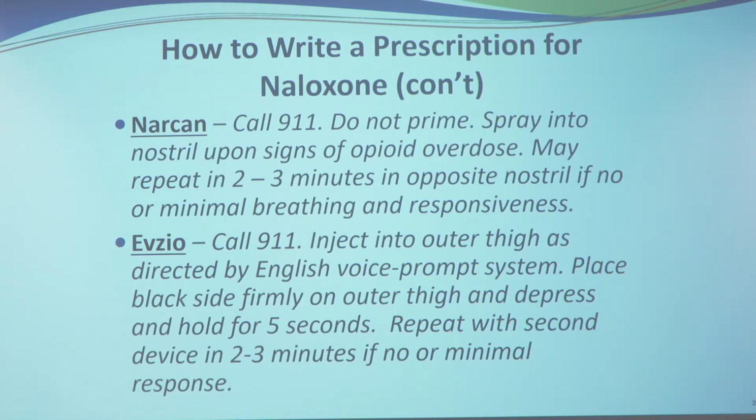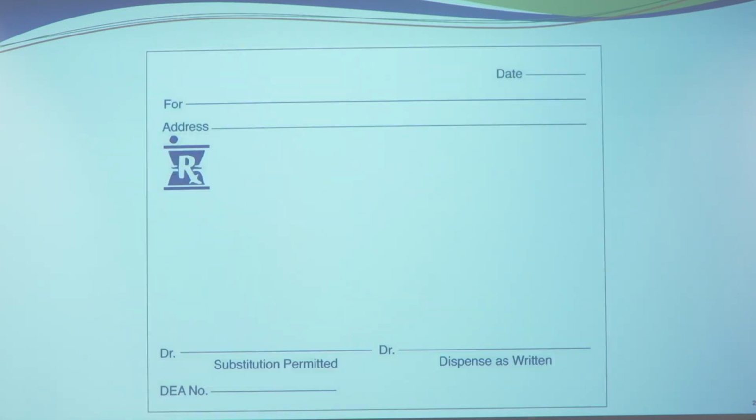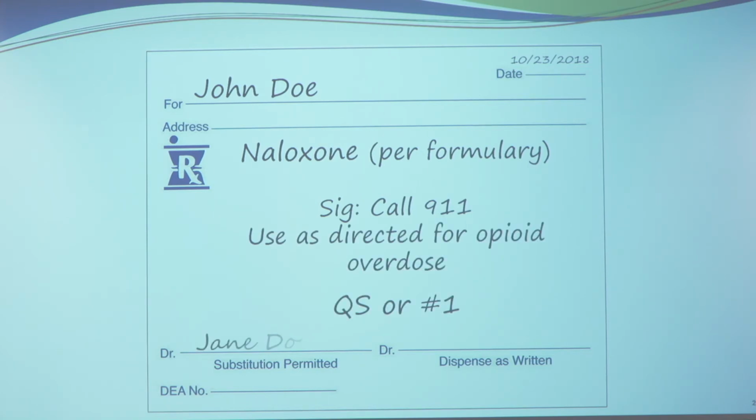Again, notice all of them have "call 911." This would be the prefilled syringe with atomizers or the syringe with vial. And the next thing, though, is if you wanted to write a prescription that's as short and sweet and to the point as you can, that covers all the stuff that you would need and that's going to minimize a call from a pharmacist, this is what I would suggest writing.